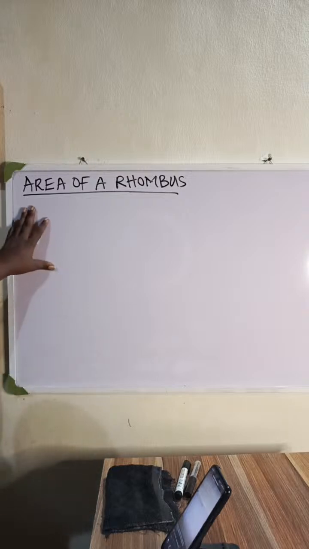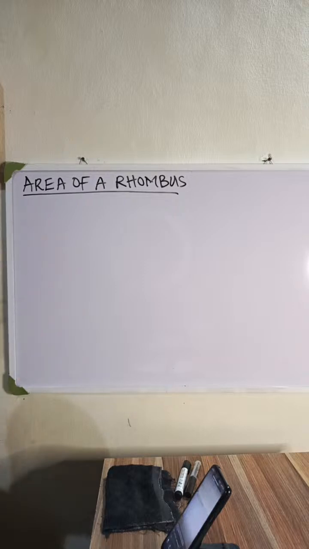So what is a rhombus? A rhombus is a four-sided 2D shape with equal sides and opposite angles.